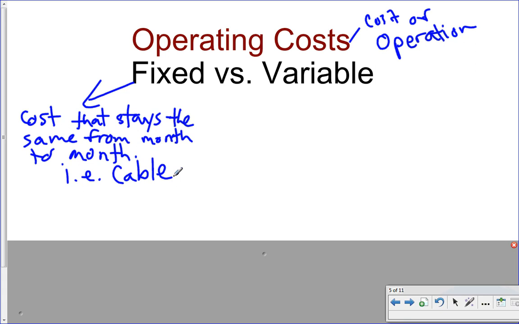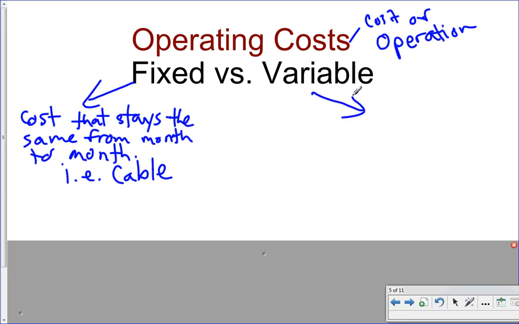So in a business, let's say that's like their rent. Okay, regardless of how much they produce, their rent is going to stay the same. Their insurance is probably going to stay the same. Those are costs that they can count on being the exact same each month.